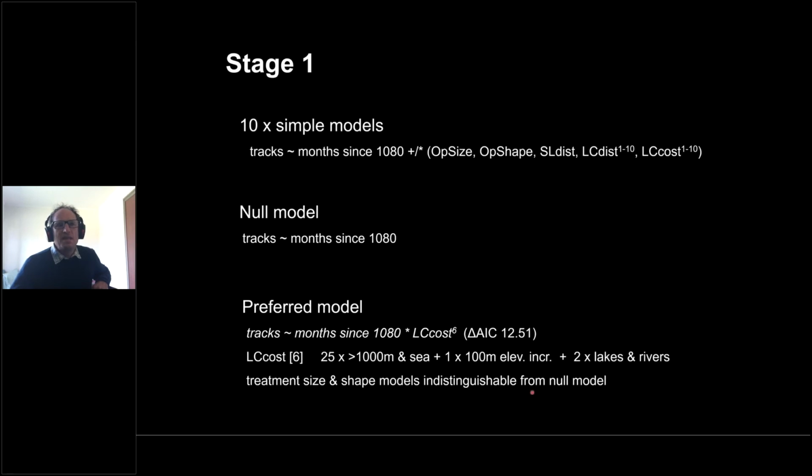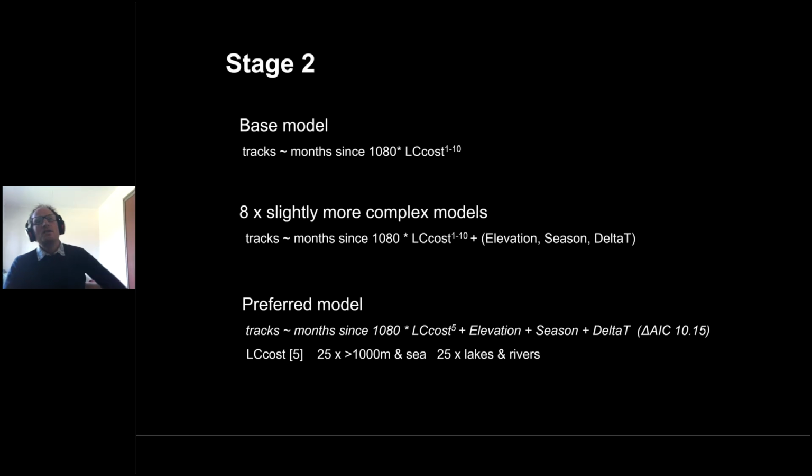I should also say that this best fit model had a delta AIC with the next best fit model, which had months since treatment and least cost as additive terms rather than interactive terms, and was clearly distinguishable. So then to stage 2, I took the best model from stage 1 and tested this with additive combinations of the parameters elevation, season, and delta T, which are variables we know from the literature have a strong influence on patterns of rat abundance.